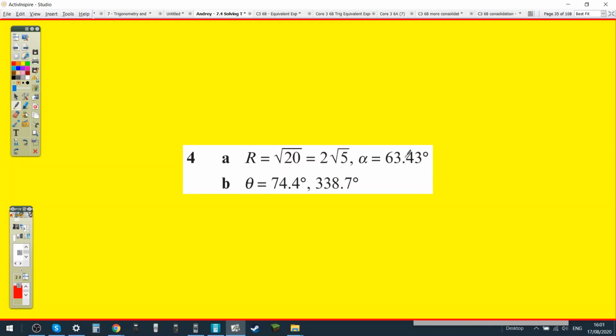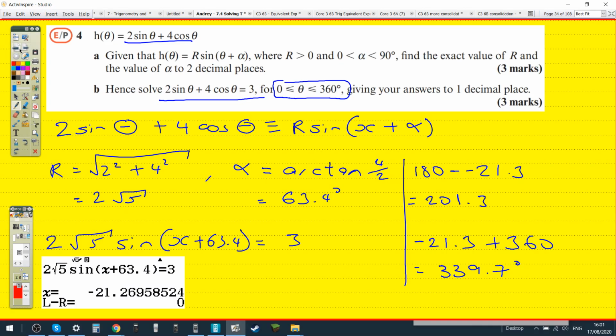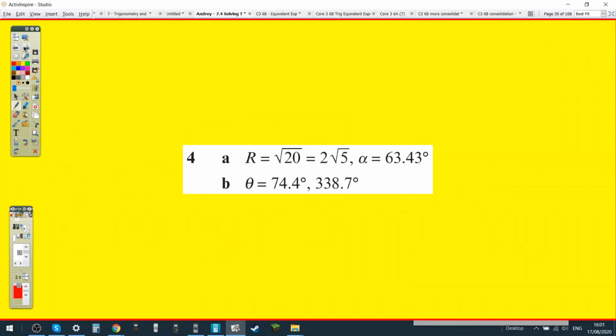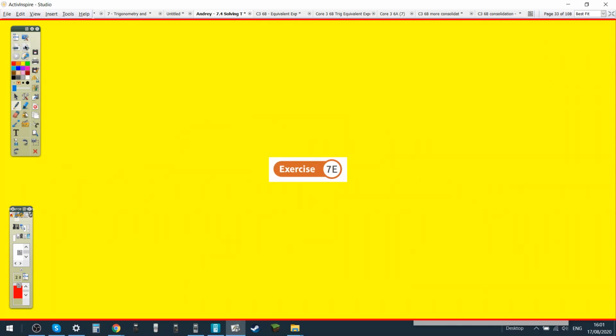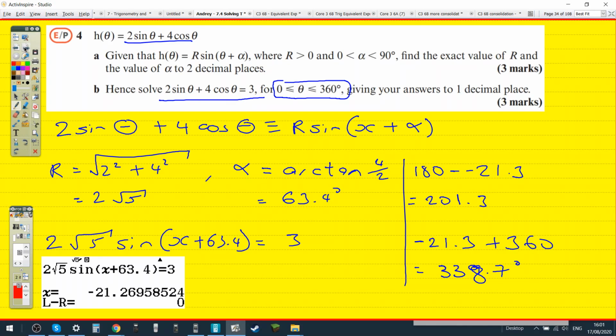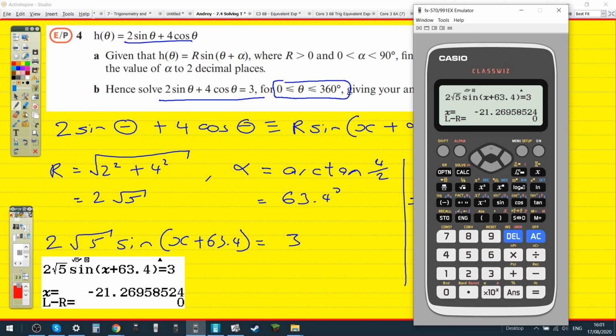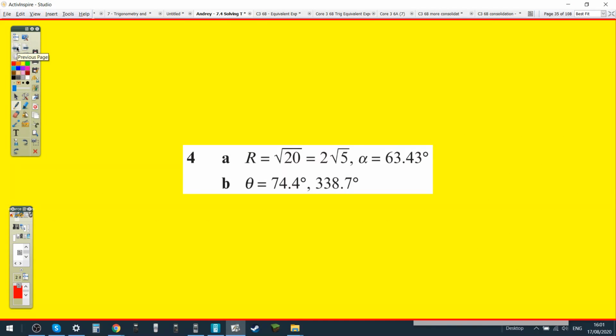Wait, alpha was 63.4. 74.4. What? 338.7 is correct. Oh, the other one might not be the principal value? Wait, 74.4. Should be. Shift, sign, answer. How can one be right and the other wrong? That's a thinker. I'll take a look at it next time.